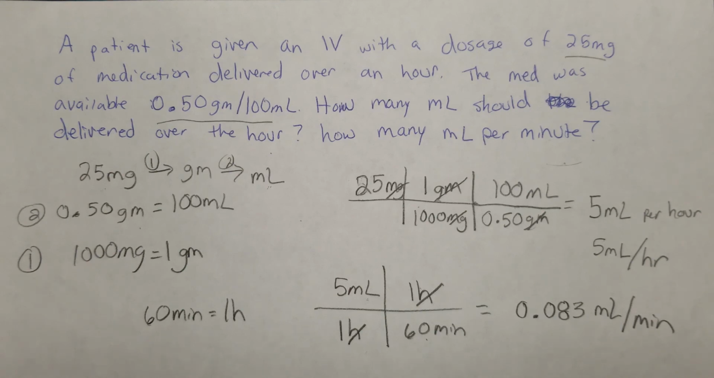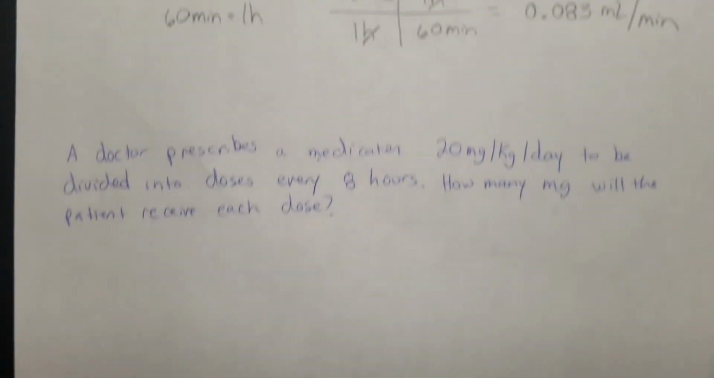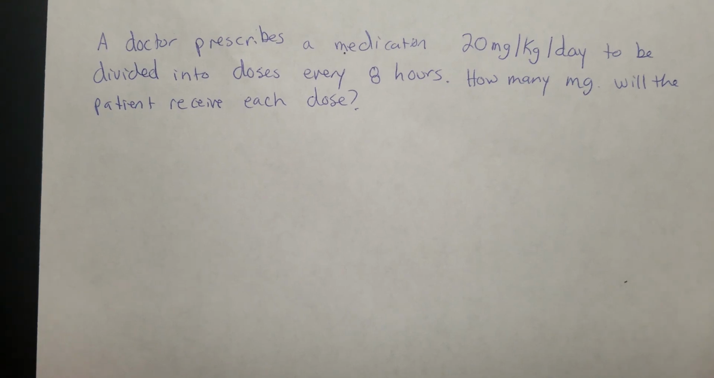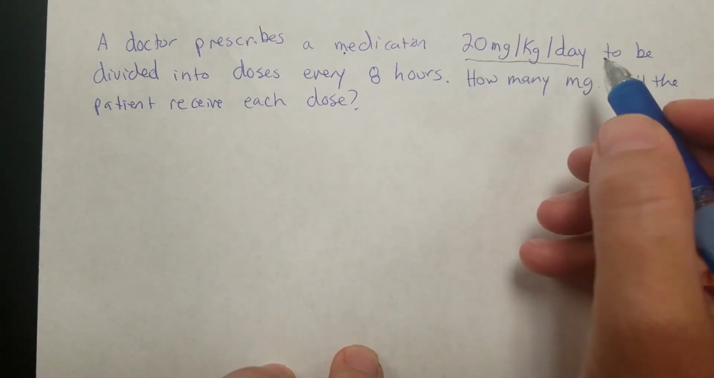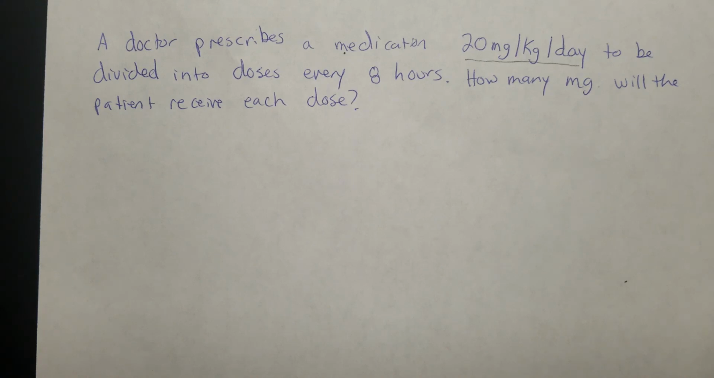Okay, let's try another one. So next we have a problem where the doctor is prescribing a medication, and this is new. That's why I wanted to do one like this. 20 milligrams per kilogram per day. So that looks like a very confusing type of conversion factor. Let me just show you how we're going to write this out.